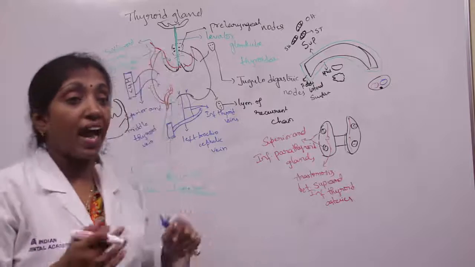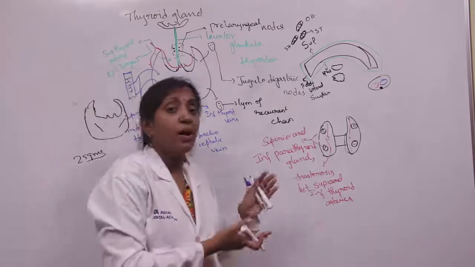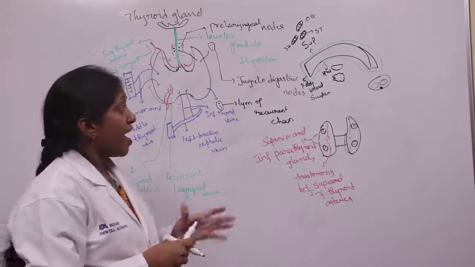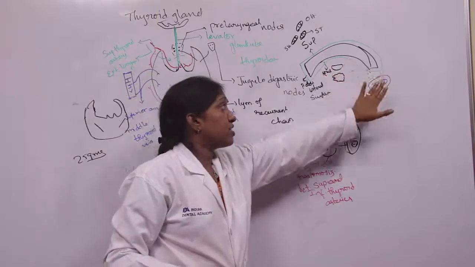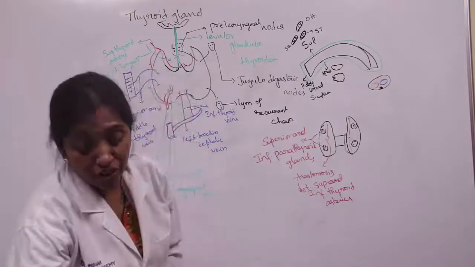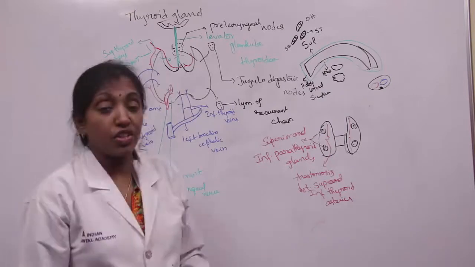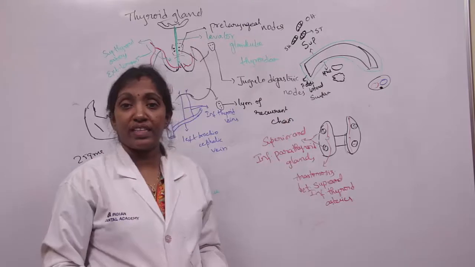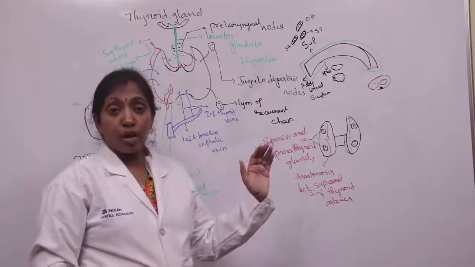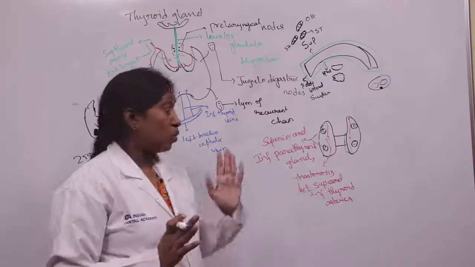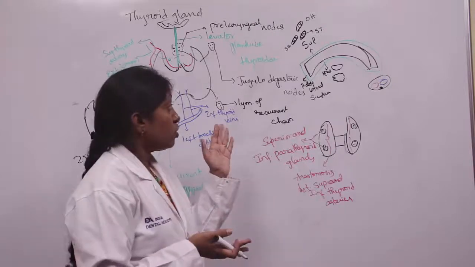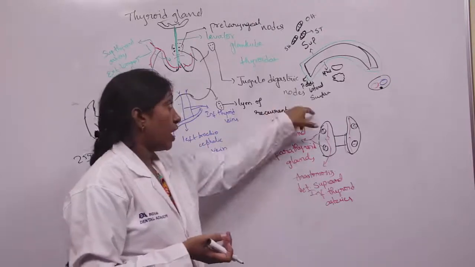The anterior wall of the carotid sheath is derived from pretracheal fascia and the posterior wall is derived from prevertebral fascia. And here is the posterolateral surface of the thyroid gland. It is related to the carotid sheath and its contents. What are the contents? Common carotid artery along with the internal carotid artery, internal jugular vein and vagus nerve. So these are the contents of the carotid sheath, which is related to the posterolateral surface of the thyroid gland.